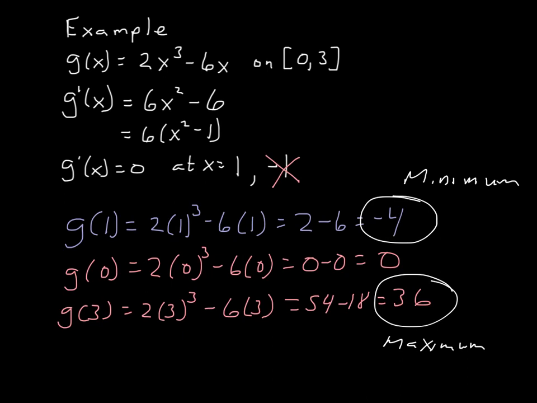Now you're going to have to keep that in mind too in terms of the verbiage that we use here, because sometimes they're going to be asking where does something occur, where does it happen, and other times they're going to ask what is that. So if the question was where does the minimum occur, the answer would be at x equals 1. If the question is what is the minimum, the answer is negative 4.